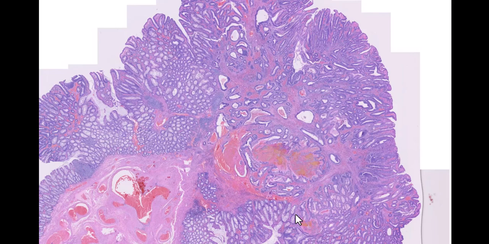Remember the mantra, not everything in the submucosa is invasive adenocarcinoma.